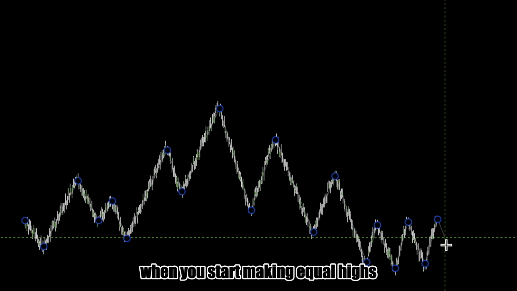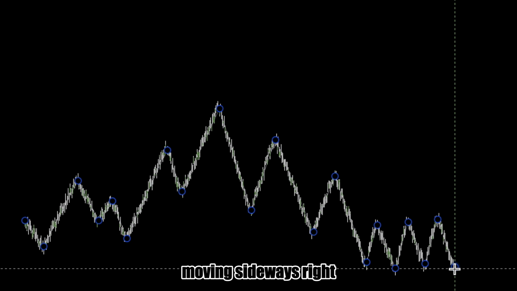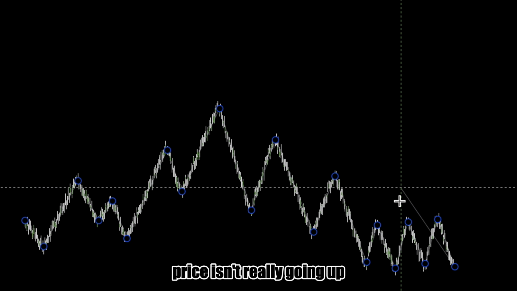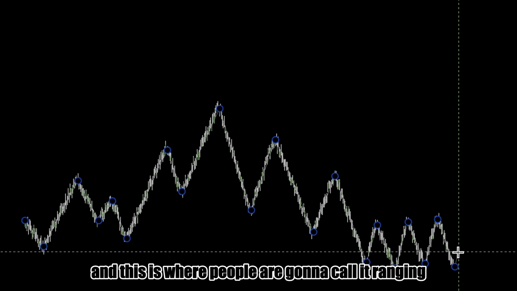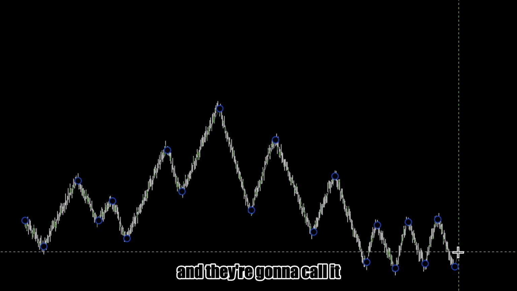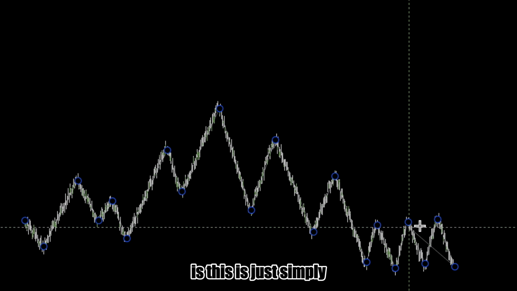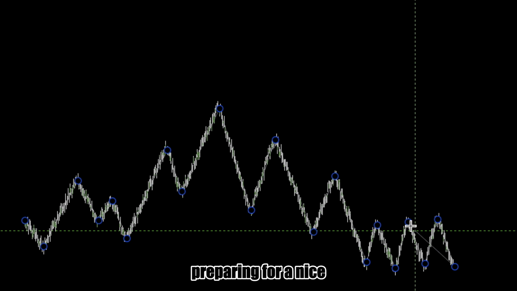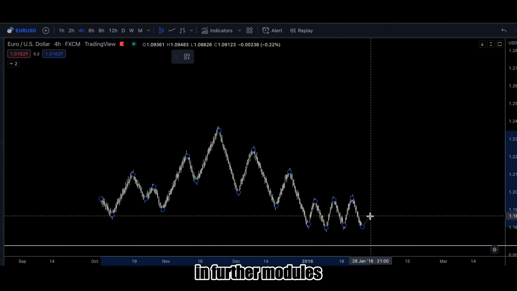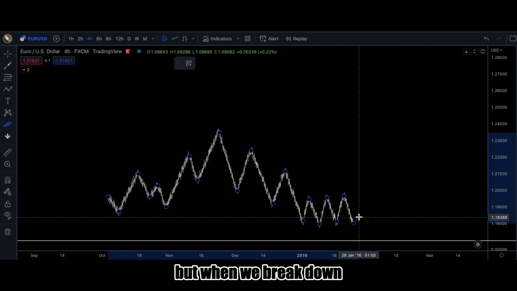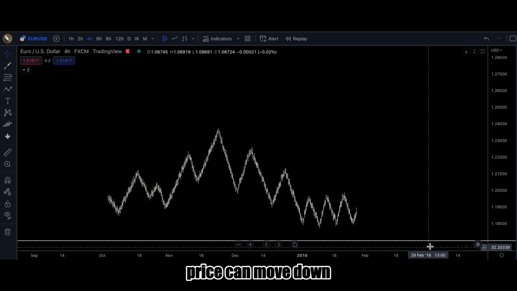When you start making equal highs and equal lows, this is what we consider to be the price moving sideways, right? Price isn't really going up, it's not really going down, it's just continuing to move sideways like this, and this is where people are going to call it ranging, and they're going to call it consolidation. What I look for is this is just simply going to be preparing for a nice little manipulation, creating some liquidity on both sides. We'll touch on that in further modules, but when we break down this video, guys, we see that price can move up, price can move down, price can move sideways.